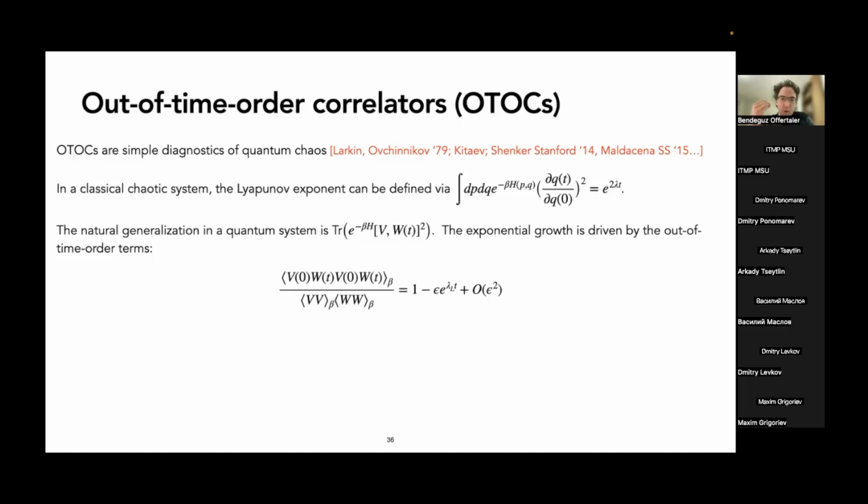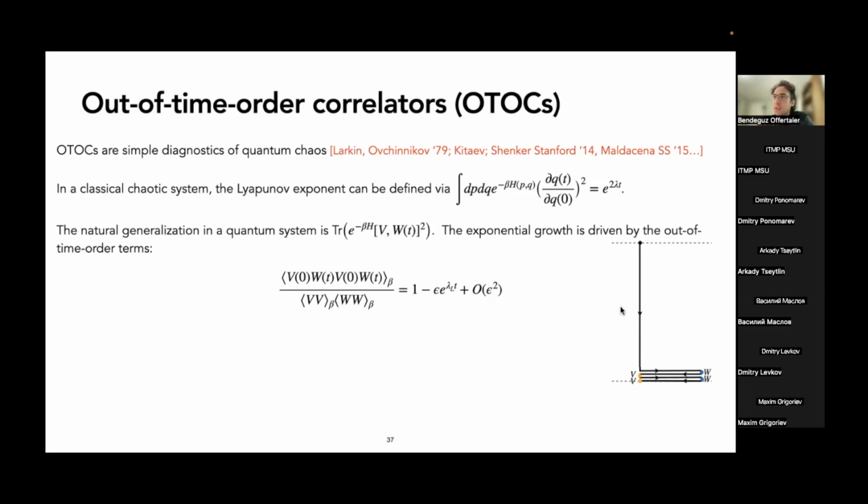So a natural generalization for a quantum system is to consider the thermal expectation value of the commutator of two operators V and W, one at time 0 and one at time t. In a semi-classical chaotic system, we expect this OTOC to grow exponentially. And the exponential growth is driven by the out-of-time order terms, which take this form. So here, lambda sub L is our quantum Lyapunov exponent. And epsilon is some semi-classical small parameter, like, for instance, it could be h bar. In our setting, it's 1 over the string tension.